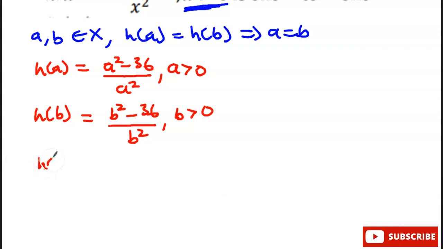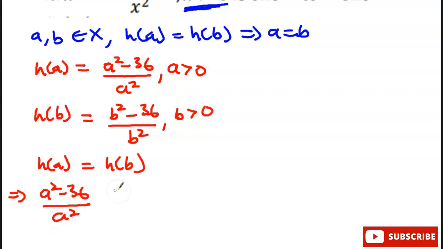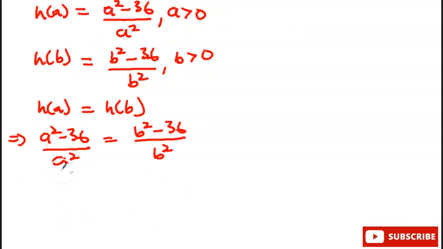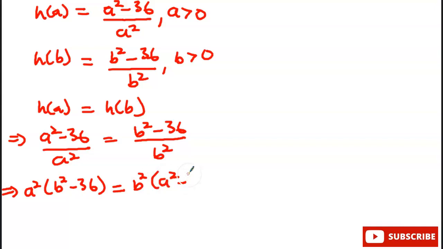So h of A is equal to h of B. So this implies that A squared minus 36 over A squared is equal to B squared minus 36 over B squared. So we can cross multiply. When you cross multiply, we have A squared times B squared minus 36, which is equal to B squared times A squared minus 36.